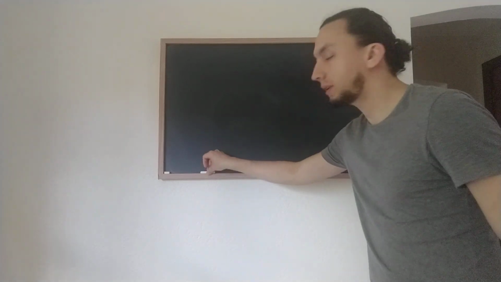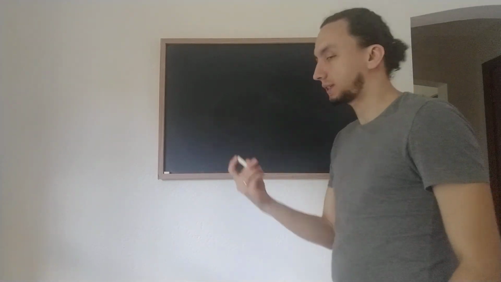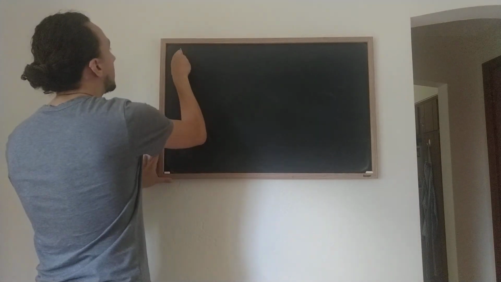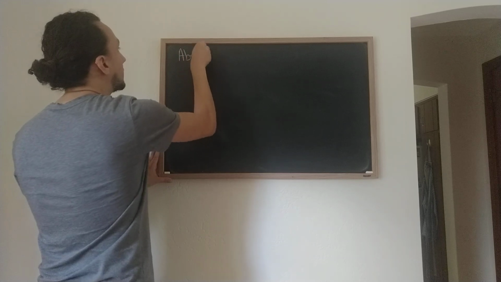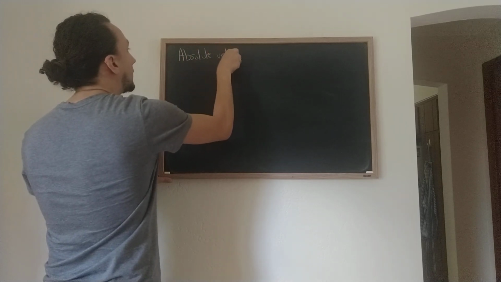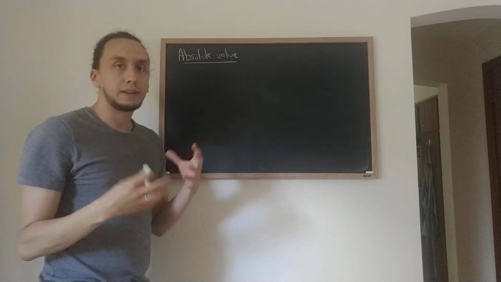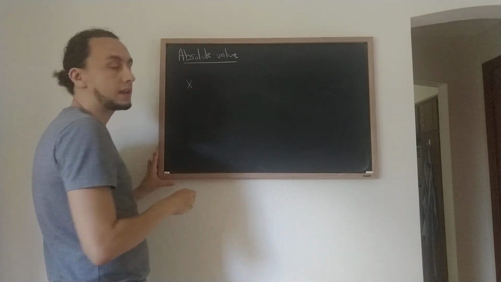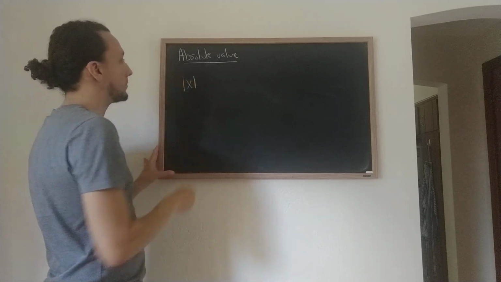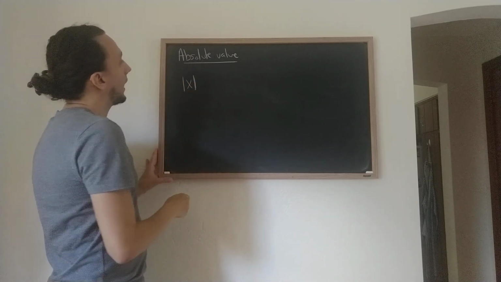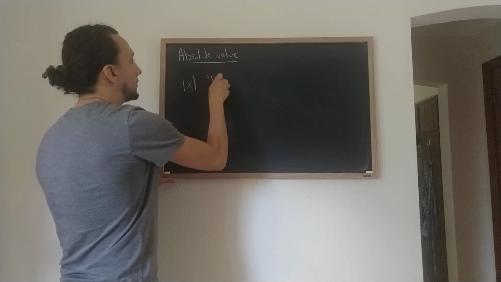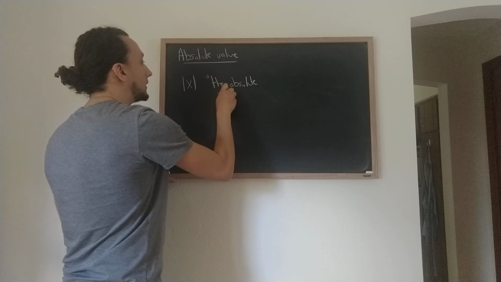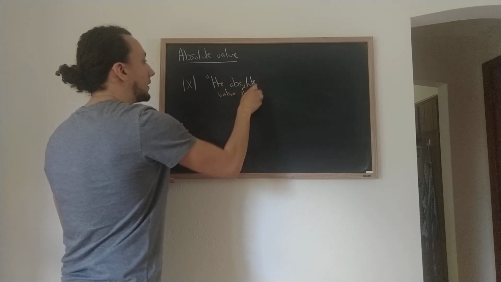So today I want to talk about a concept that comes up all the time in mathematics, and that is absolute value. And the idea of absolute value is to take any number, call it x, and we write these straight bars around it. And this is the absolute value of x. And what does that mean?